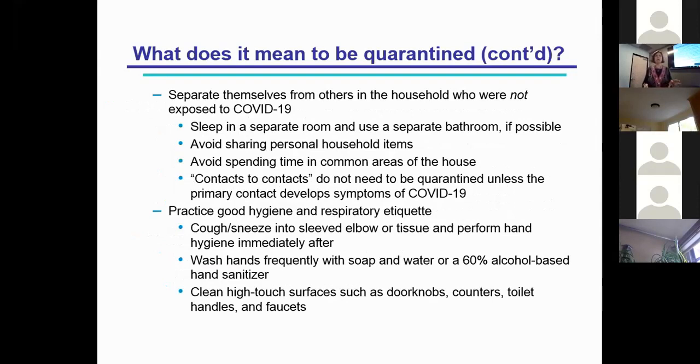So this is a lot of what the volunteers or the additional staff who are coming into this process will be doing during the course of these investigations: contacting the contacts and making sure that they're okay and have not developed symptoms, in which case we immediately refer them for testing. They also need to separate themselves from others in the household who have not been exposed, if there is anyone. Sleep in a separate room, use a separate bathroom, the same kinds of things.